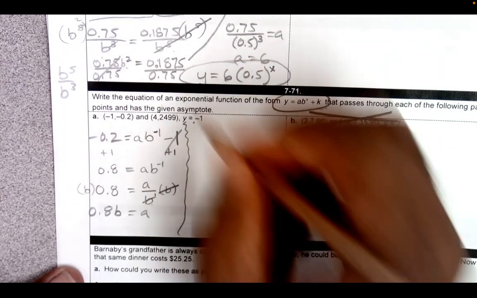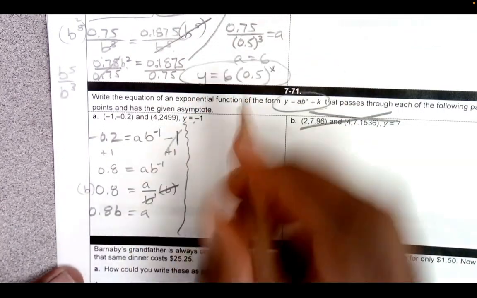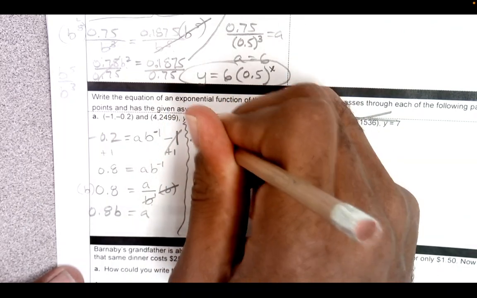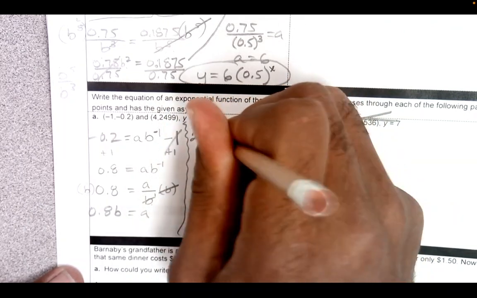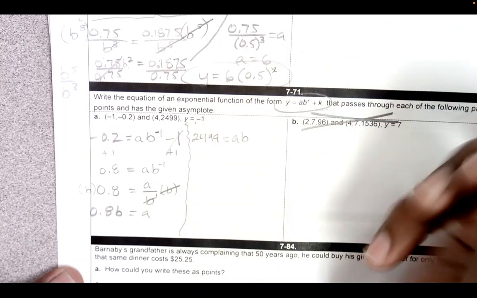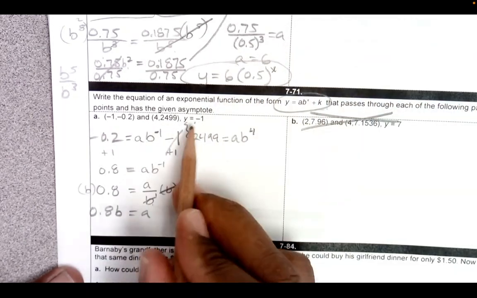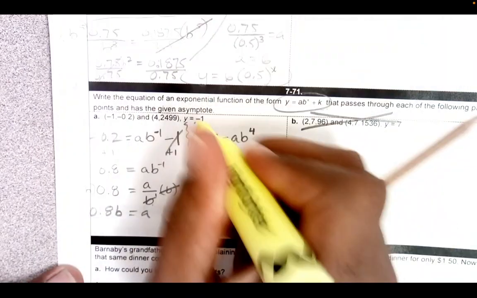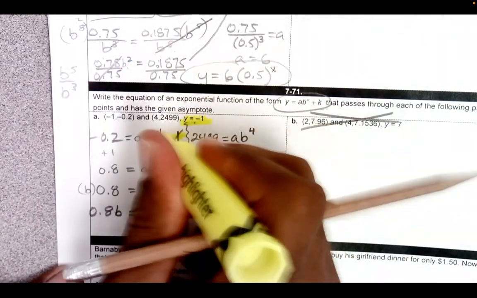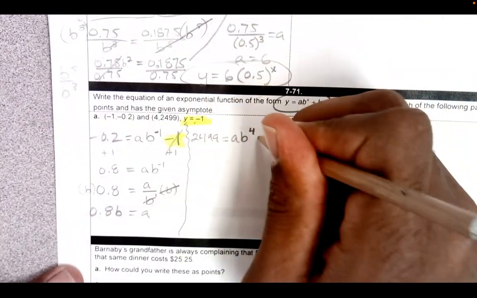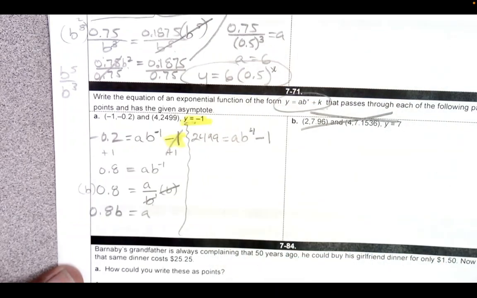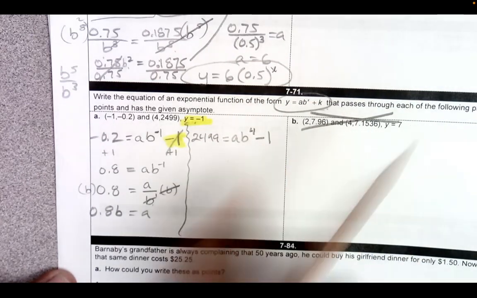Now this one's a little bit bigger number. It's just 249 is the y here, equals a times b, and then the exponent on this one's a 4. But then we got to remember the asymptote. Don't forget about the asymptote here if you're given one. On the next page, there's a problem where you have to do an asymptote, so make sure you include that.